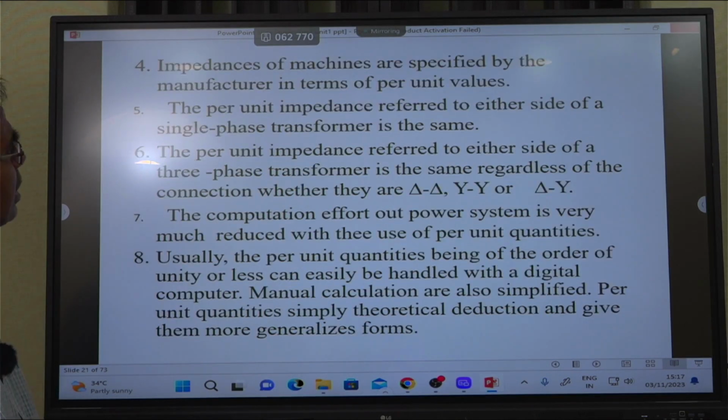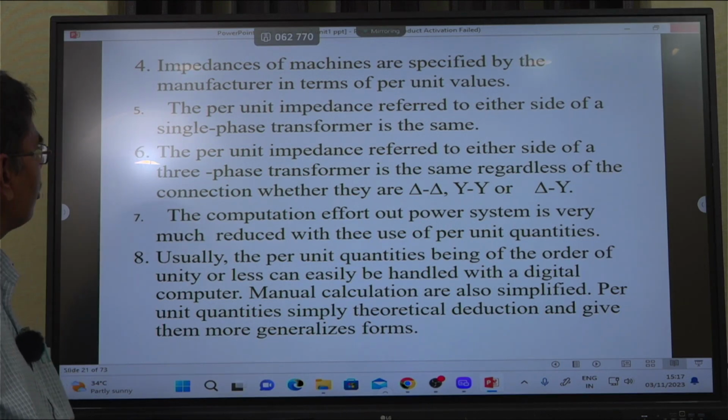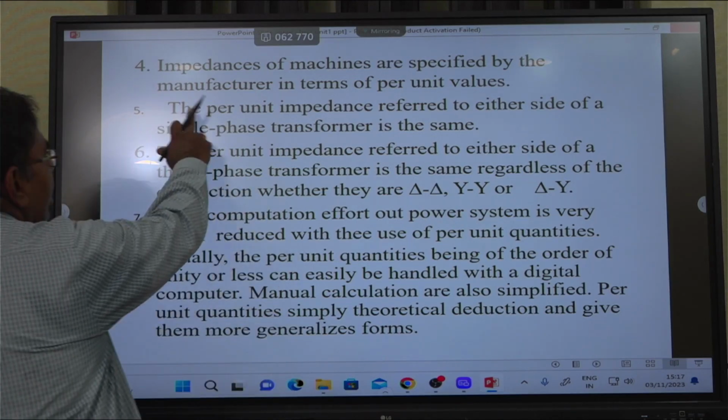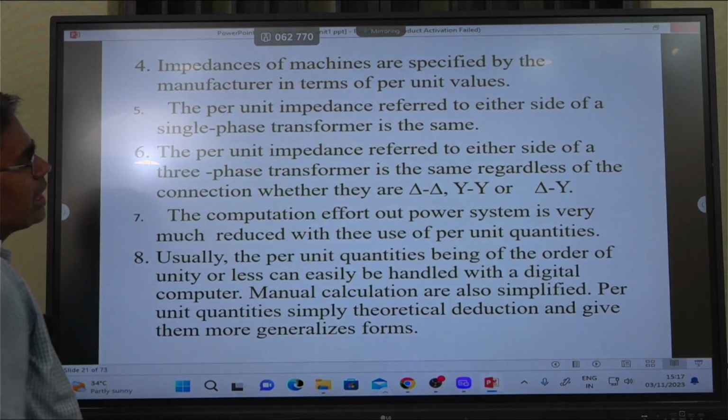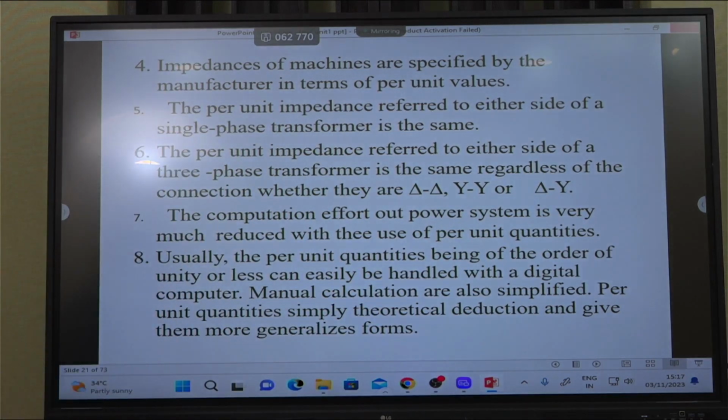The impedances of machines are specified by the manufacturer in terms of per unit values. The per unit impedance is the same when referred to either side of a single phase transformer. This is a very important advantage. The per unit impedance referred to either side of a three phase transformer is also the same regardless of the connection, whether delta-delta, star-delta or delta-star.